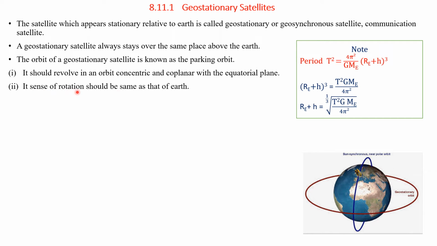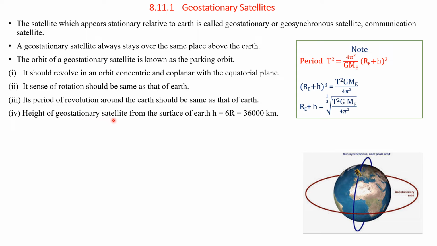Its sense of rotation should be the same as that of Earth. Because Earth is also rotating, the satellite also should rotate in the same sense as that of Earth. Its period of revolution around the Earth should be the same as that of Earth. That is, Earth revolves in 24 hours. Hence, both the satellite and Earth should revolve with the same period.